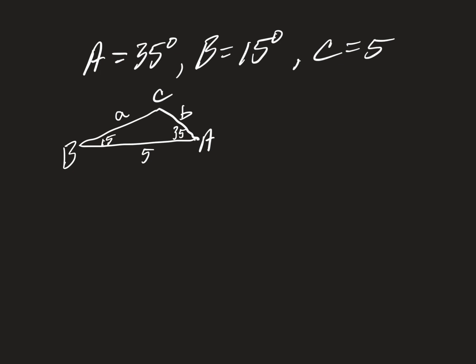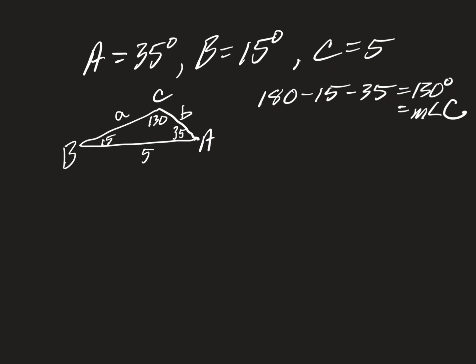Okay, so here's the next problem. We have A is 35, B is 15, C equals 5. And we would do essentially the same thing. 180 minus 15 minus 35 is equal to 130 degrees, which is the measure of angle C. So we know that's now 130.